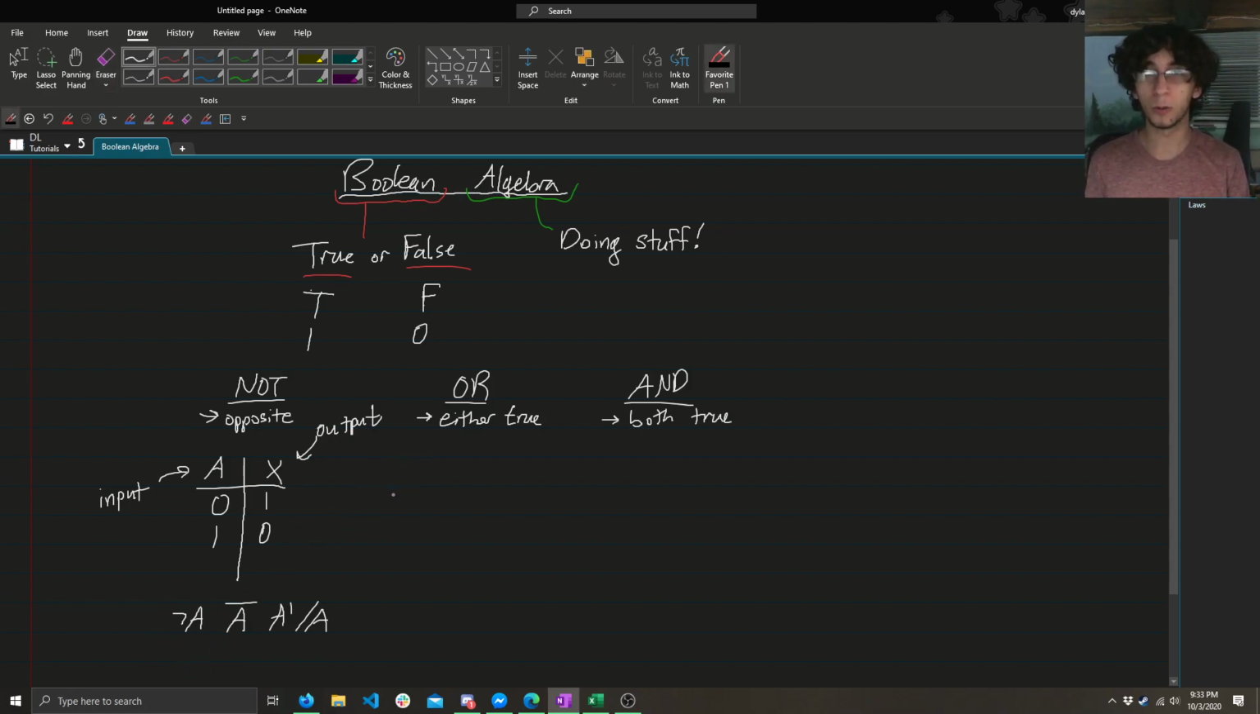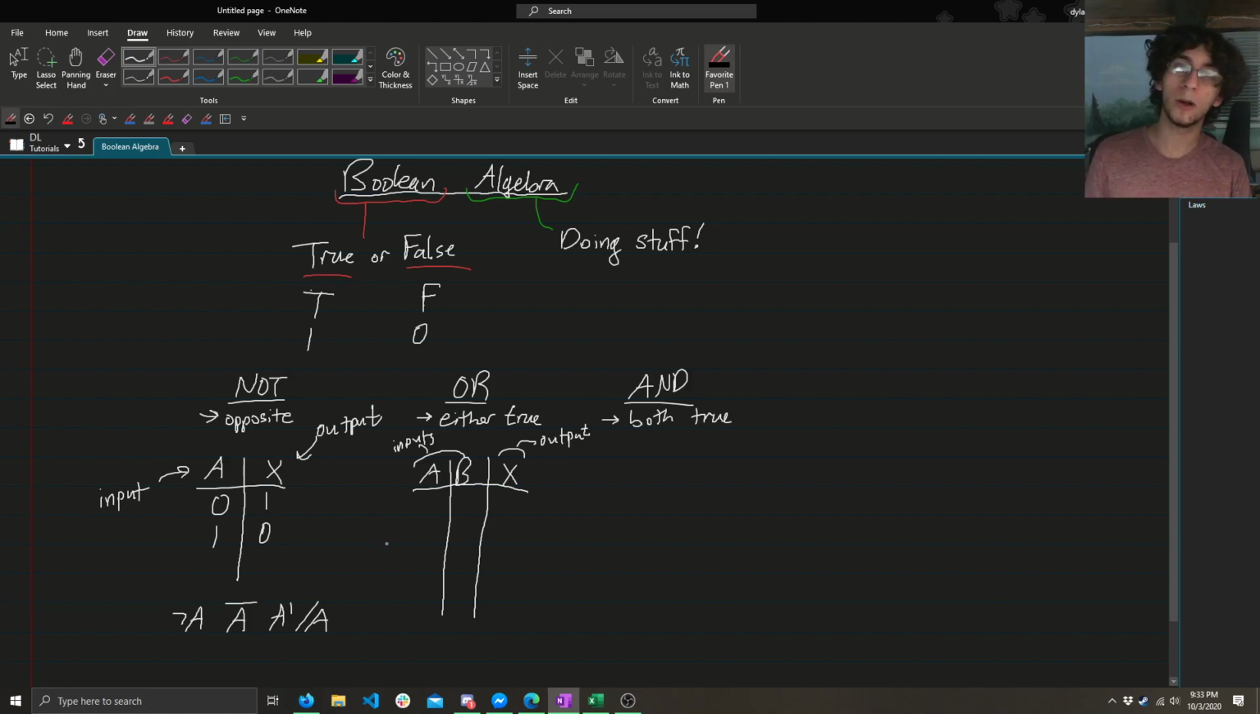Now, the OR. An OR has two inputs. So on the left side, we're going to have A and B. And on the right side, we are going to have our X. So remember, these two are our inputs, and our X is still our output. There are four different possibilities if you have two inputs that can be either 1 or a 0. So we have 0, 0, 0, 1, 1, 0, or 1, 1.